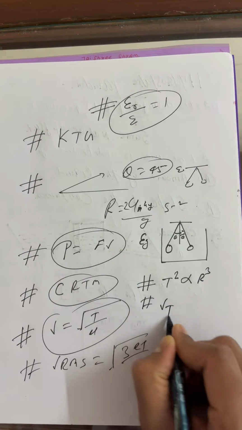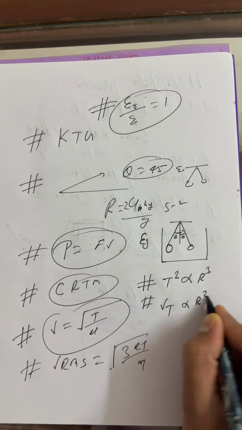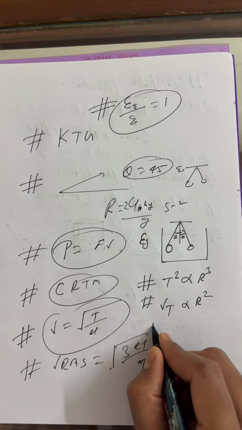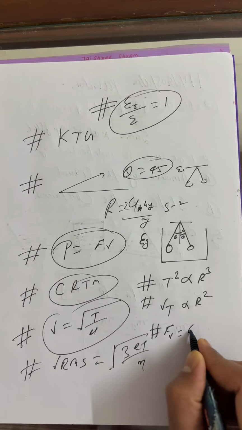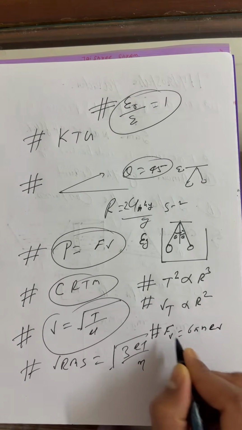Then terminal velocity is directly proportional to what? Radius. Till now they haven't asked. Viscous force formula, F_v is what? 6πηrv. Yes.